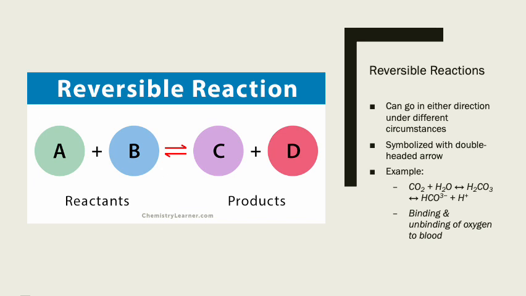The blood has hemoglobin on it, which loves to bind with oxygen. So the blood travels through there. The oxygen's hanging out waiting. The blood will pick up the oxygen, drop off CO2 at the same time, and then move on its way.